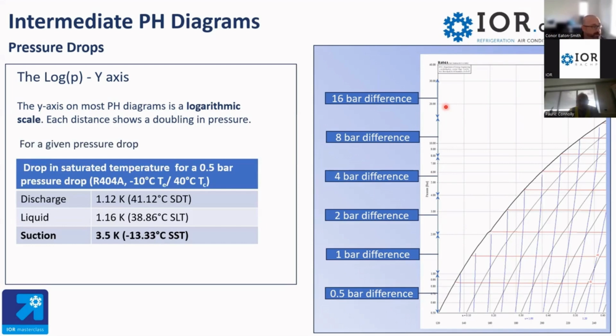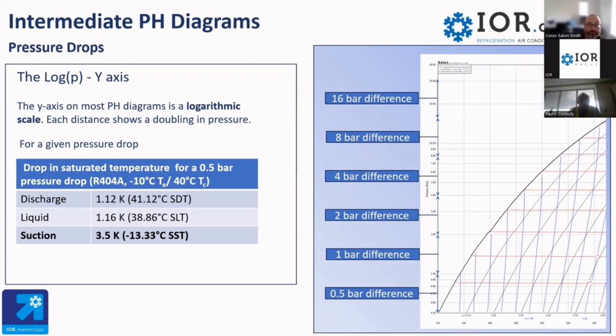So if we have a 0.5 bar pressure drop on an R134a system, at minus 10 degrees evaporating and 40 degrees condensing, we can see our drop in saturated temperature for the discharge would be 1.1 Kelvin. We use Kelvin for temperature differences rather than degrees C, or certainly I do. And liquid slightly higher, 1.16, but the suction is 3.5 Kelvin. And that's all for the same absolute pressure drop of 0.5 bar.